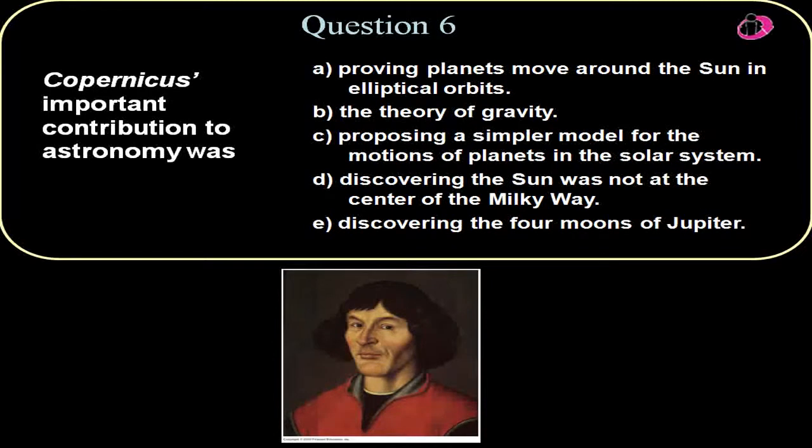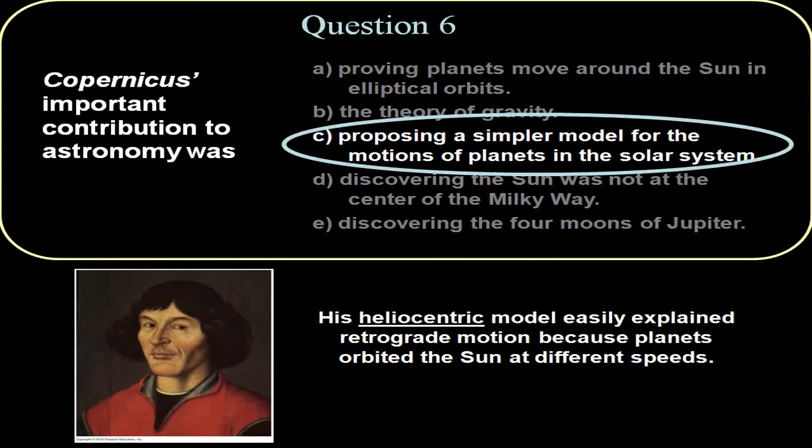So his contribution was to propose a simpler model for the motion of the planets in the solar system, because this model didn't have as many epicycles. It didn't have this epicycle upon epicycle problem. It just had a small epicycle, because he assumed that the orbits were circular and not elliptical.